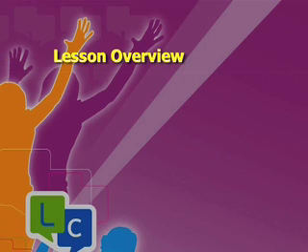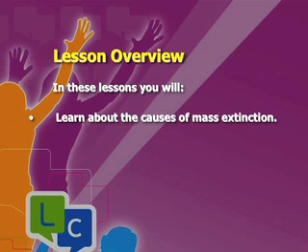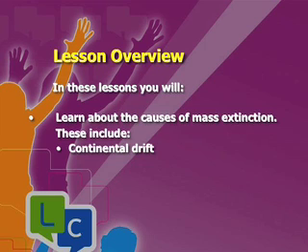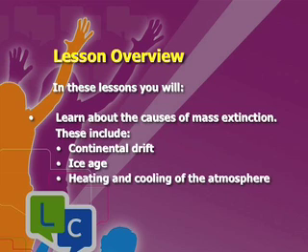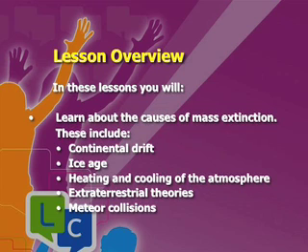Lesson overview. In these lessons you will learn about the causes of mass extinction. These include continental drift, ice age, heating and cooling of the atmosphere, extraterrestrial theories, meteor collisions, diseases.